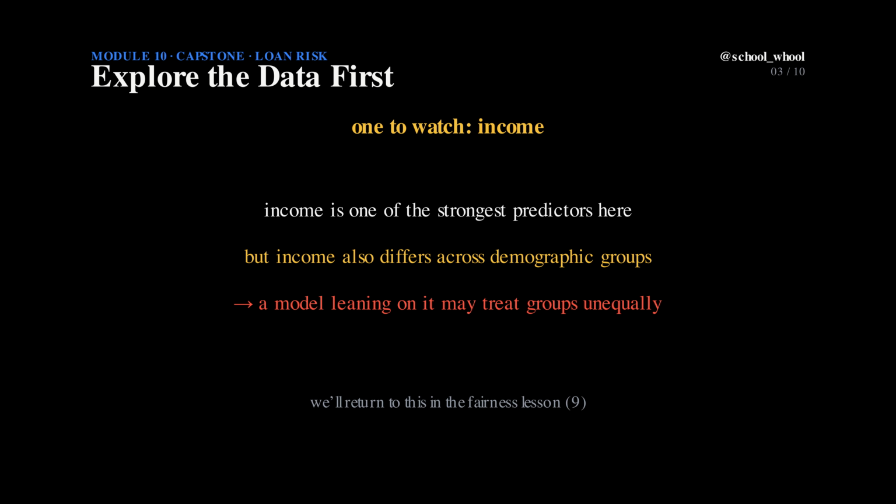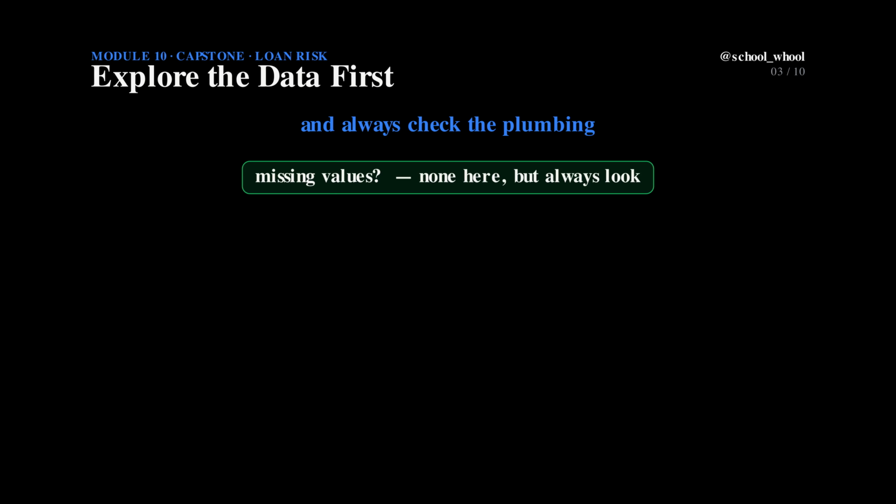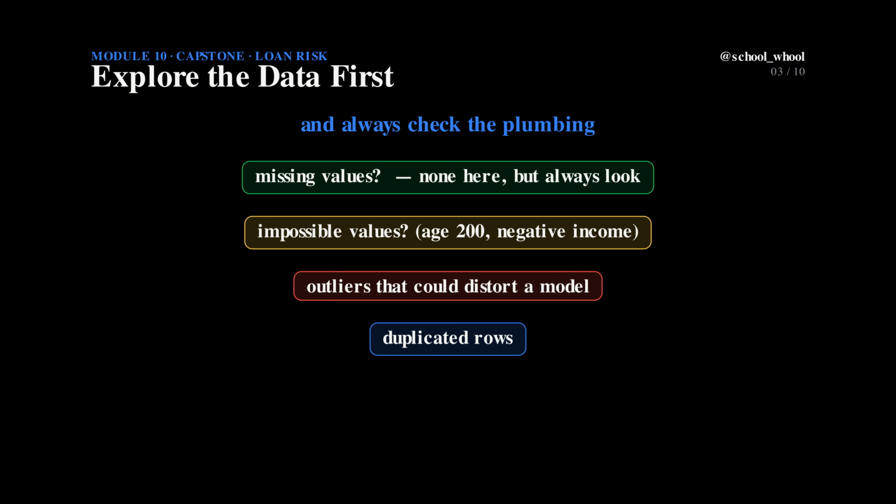Exploration isn't only about signal, it's about plumbing. Always check: are there missing values? Impossible entries, like an age of 200? Outliers that could distort a model? Duplicated rows? Our dataset is clean, but you check every time.